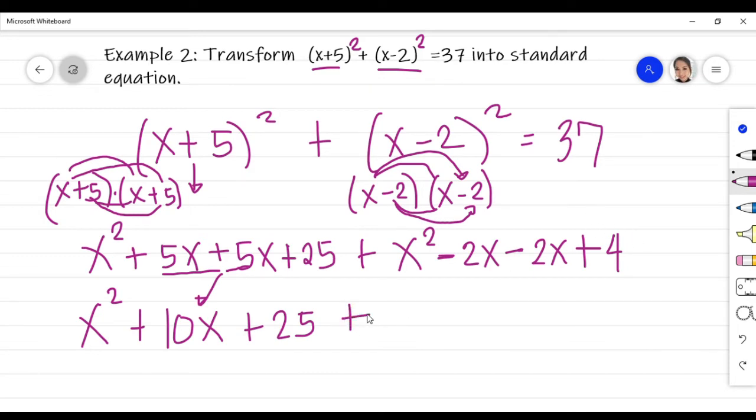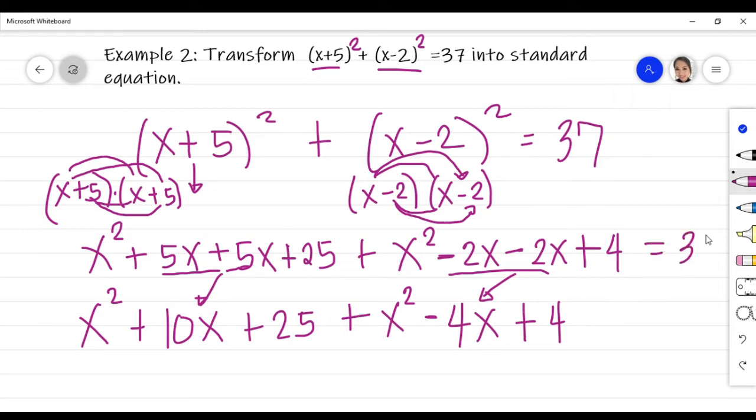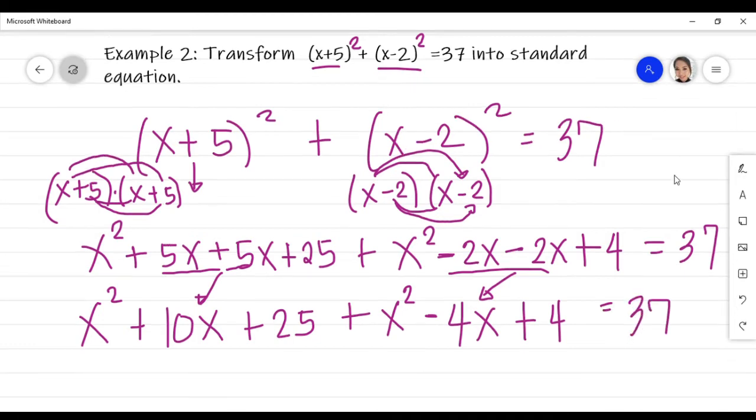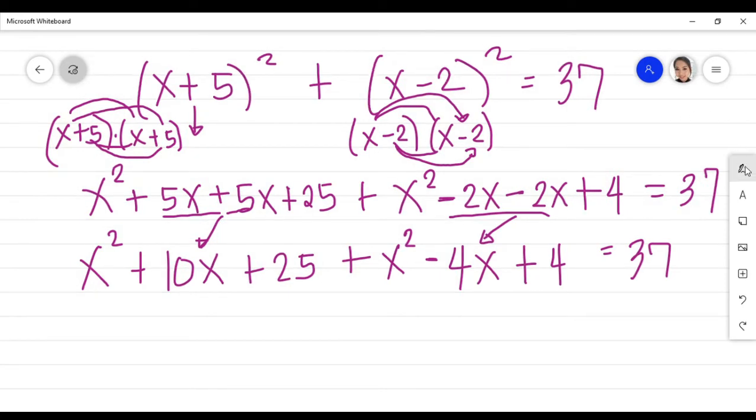So plus x squared, this one can be combined. So negative 2 plus negative 2, same sign, keep and add. So that is negative 4x plus 4. Okay, so meaning we combine negative 2x and negative 2x, it becomes negative 4x. Then we just copy plus 4, and then do not forget to copy equals 37. So equals 37. Next, we notice that we also have similar terms here.